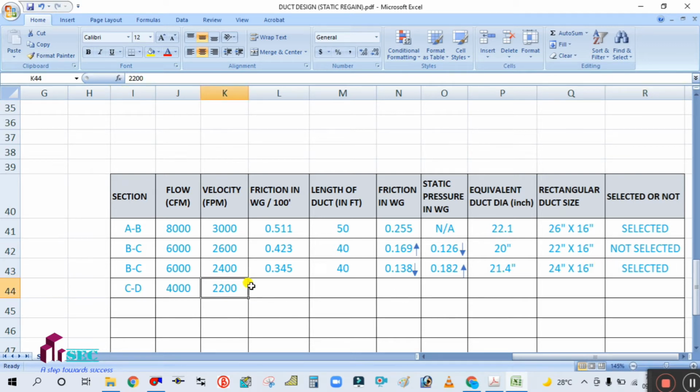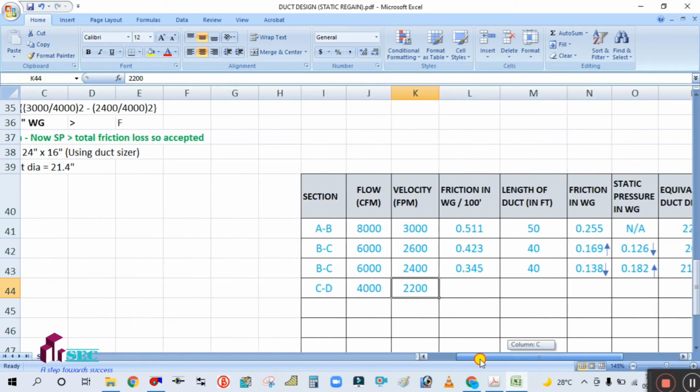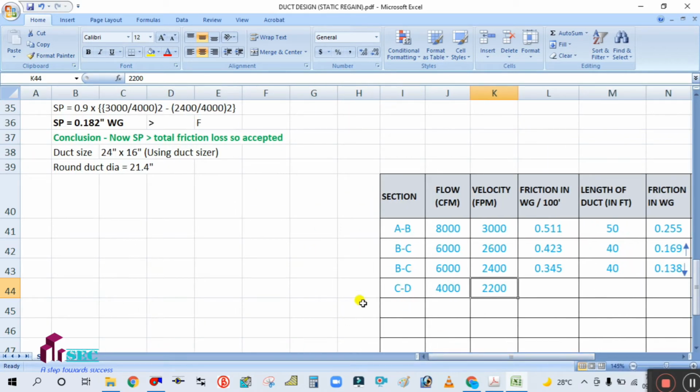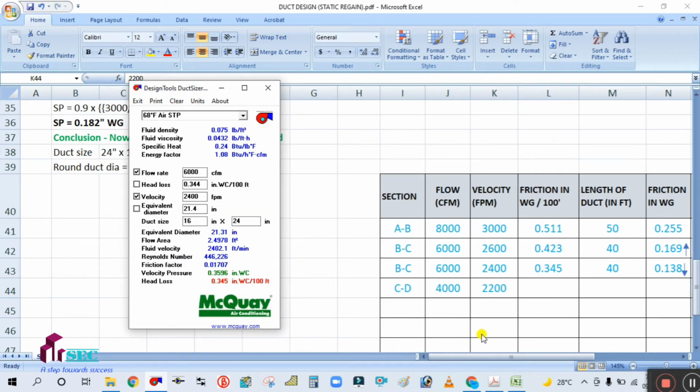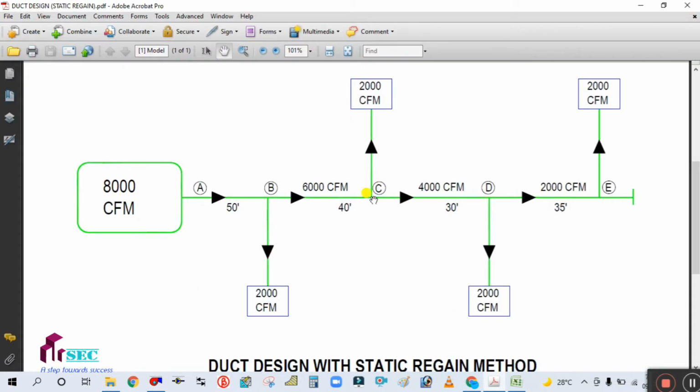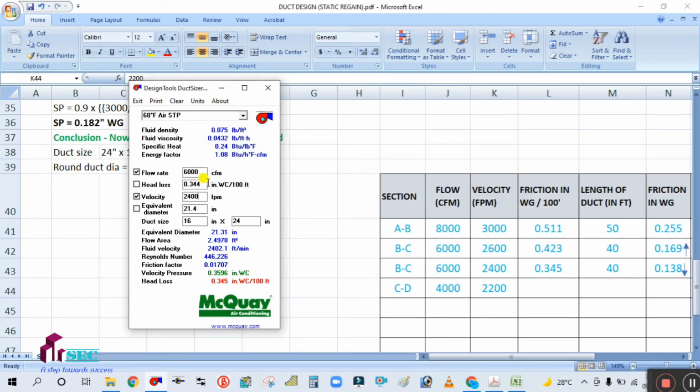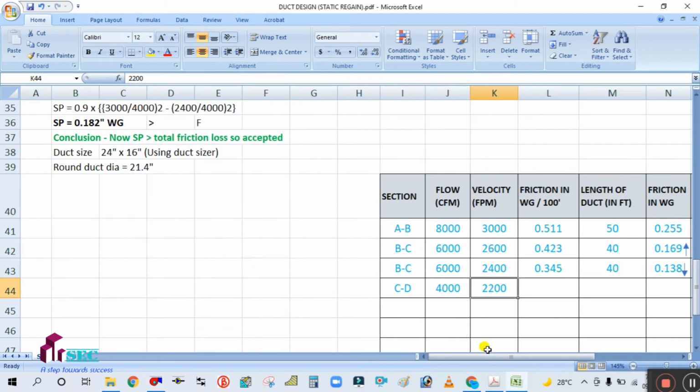Now for C to D you have to calculate again. This time we assume 4200 and 2200. Put these two values in the duct sizer. For the C to D section, the flow is 4000 and the velocity we are assuming is 2200. So we are getting a 16 inch by 18 inch duct size.